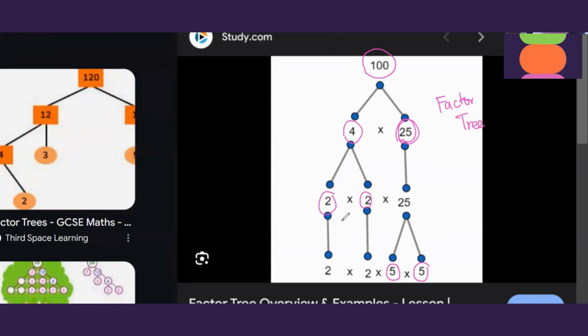So how many prime numbers are we getting here? They are dragging down to the bottom, so we can just look at the bottom numbers: 2, 2, 5, 5. We have used only prime numbers in this. So this is the prime factorization of 100. Does it make sense? Well, kind of, because I've never seen this before.